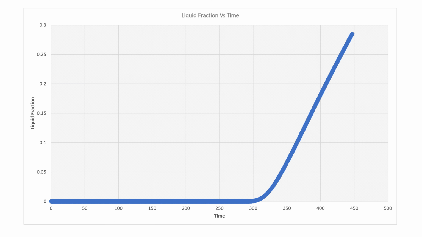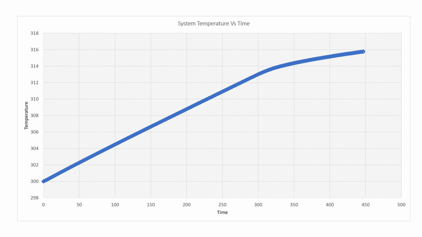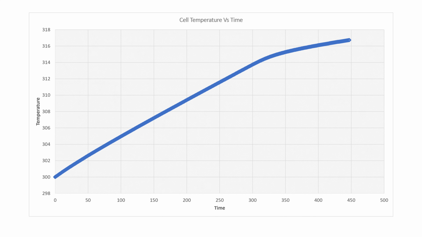This is the chart which is obtained, liquid fraction with respect to time. After 300 seconds, as I said, you will see the liquid fraction which is present. Then this shows the system temperature with respect to flow time. System temperature is slightly below, just touching 316. Then this shows the cell temperature which is slightly going beyond 316 Kelvin.